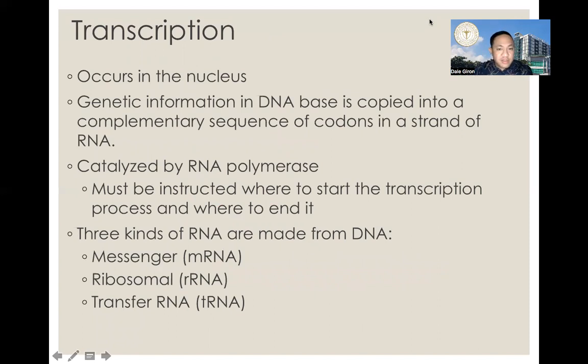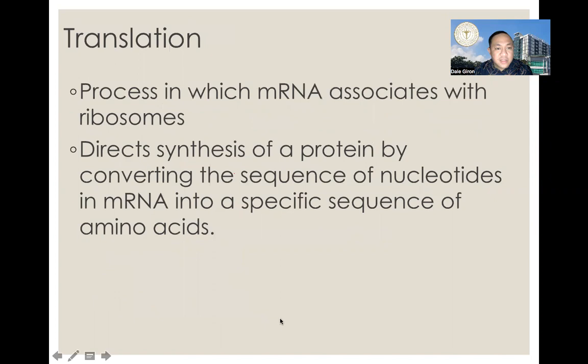The genetic information of the DNA base is copied into a complementary sequence of codons in a strand of RNA. Now, the transcription is catalyzed by what we call RNA polymerase. Okay? RNA polymerase must be instructed where to start the transcription process and where to end it. Now, there are three kinds of RNA that are made from DNA: mRNA, messenger RNA, ribosomal RNA, and transfer RNA or tRNA. That's your transcription.